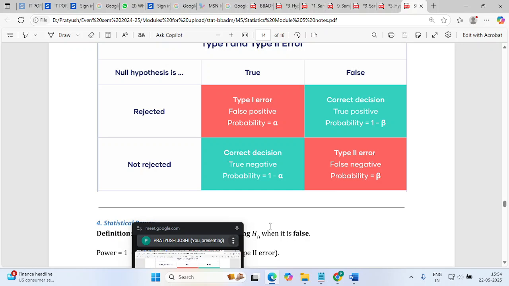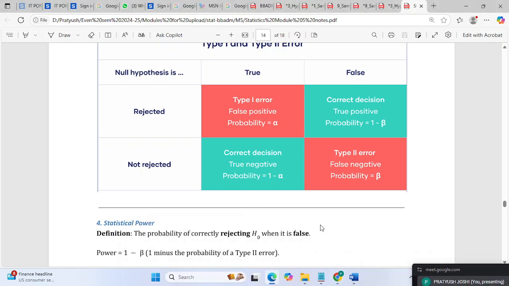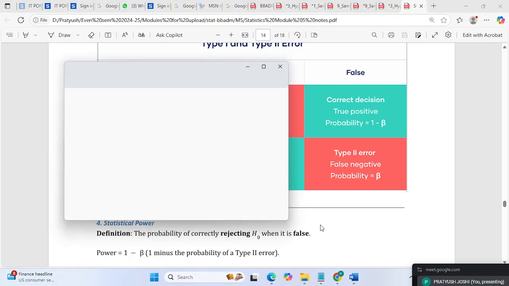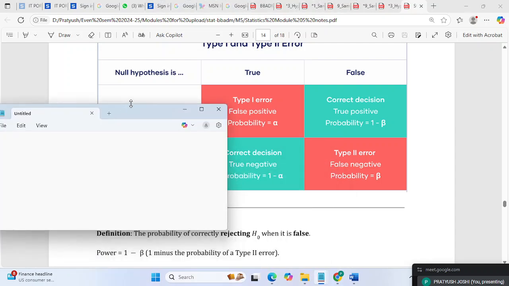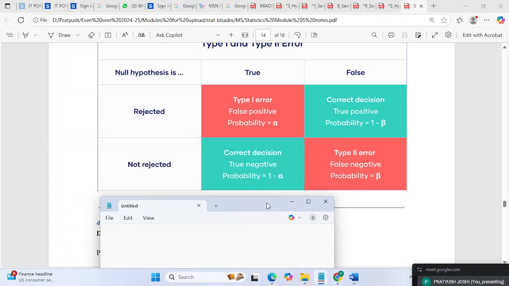Okay, now let me write two hypotheses here. Let us assume you are doing a COVID test of one person. Tell me what will be the null hypothesis.